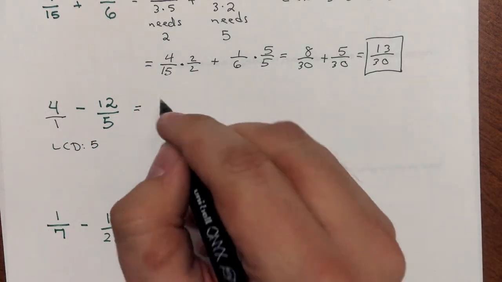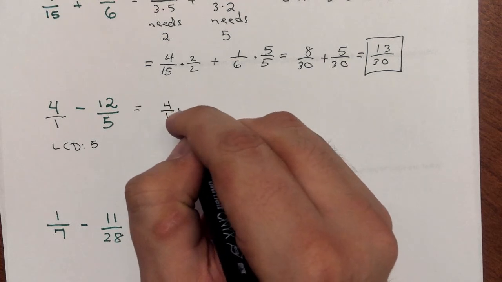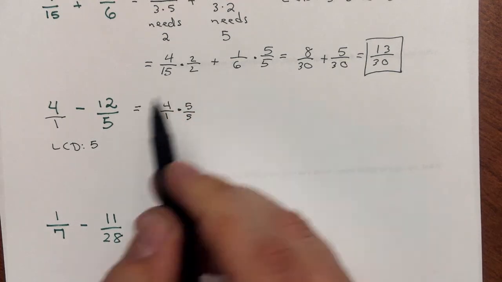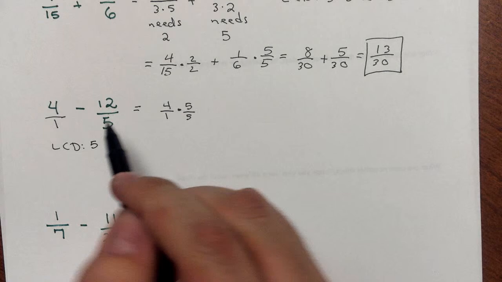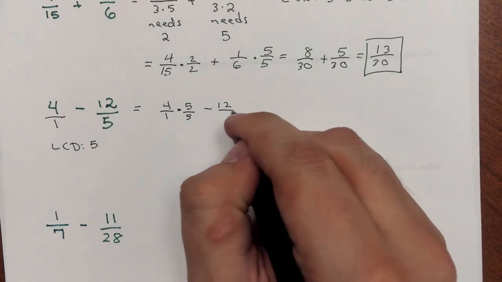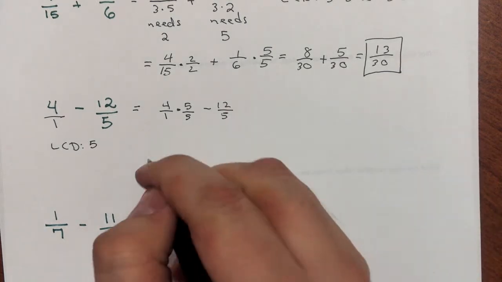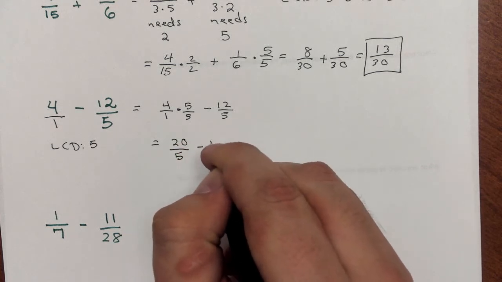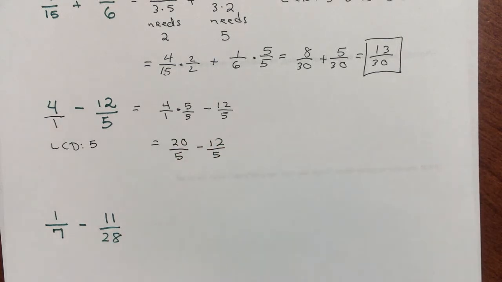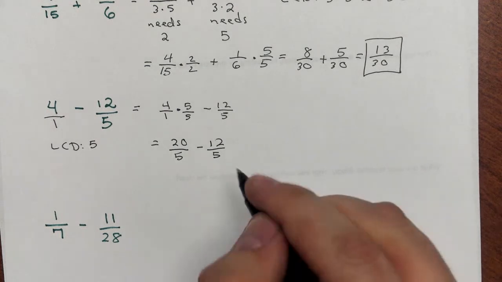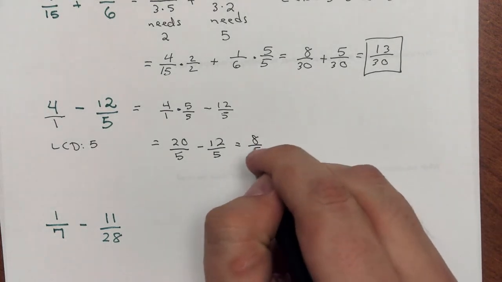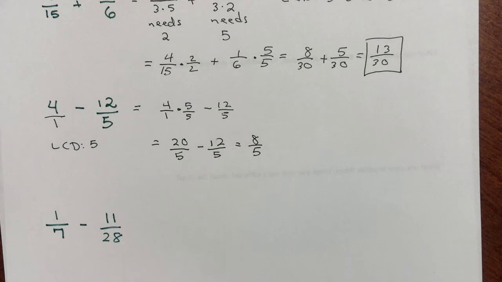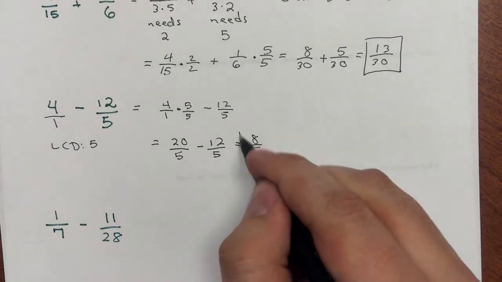So when I want to convert this, 4 over 1 needs to be multiplied by 5 over 5 because this denominator needs a factor of 5. The second fraction is fine. So what I have then is 20/5 minus 12/5. 20/5 minus 12/5 is 8/5. And again, that will not simplify.